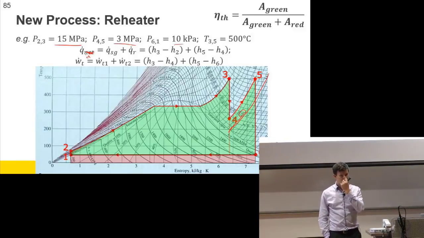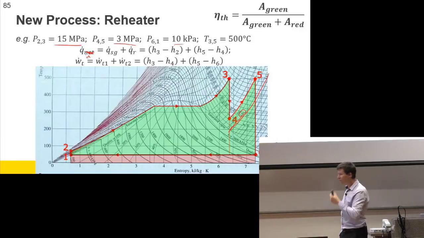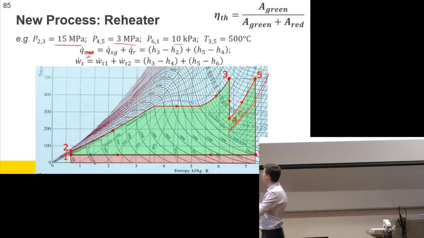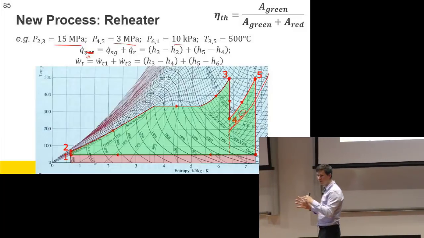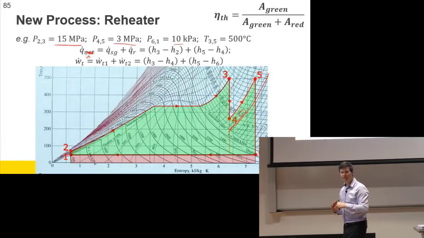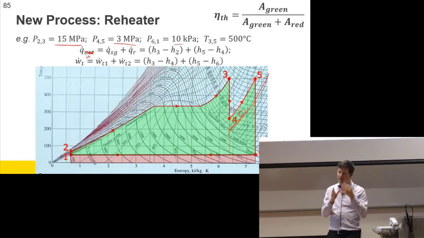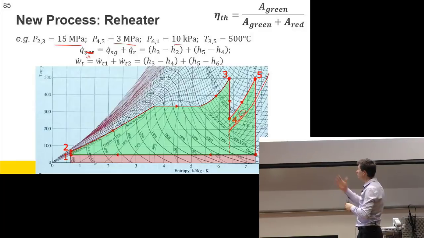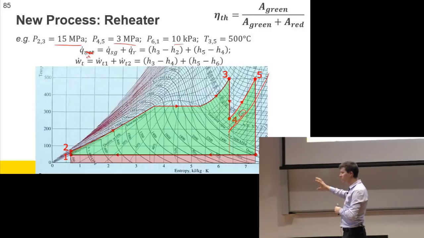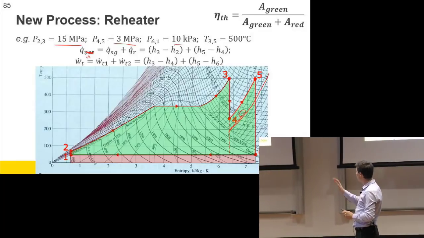Any other thoughts on reheating? Cool. So the analysis is more complex, but it's not indefinitely more complex. Heat in is the sum of the heats in. Work out is the sum of the works out. And work out is just your turbines, as we know, and heat in is your boilers. We've done that before.